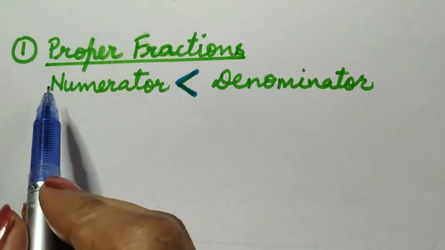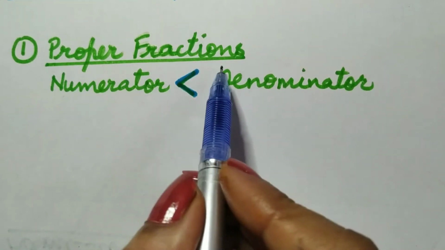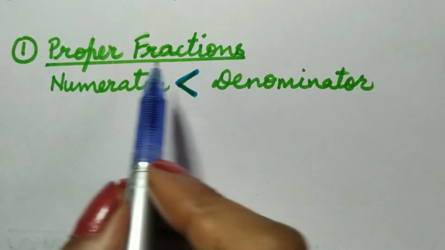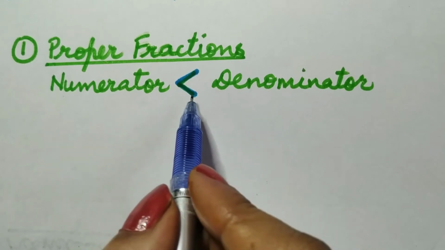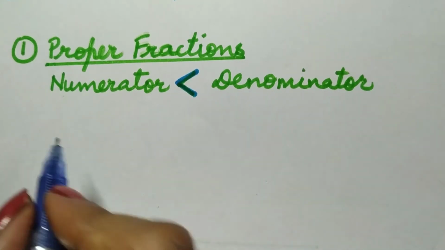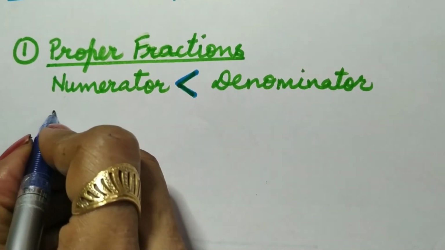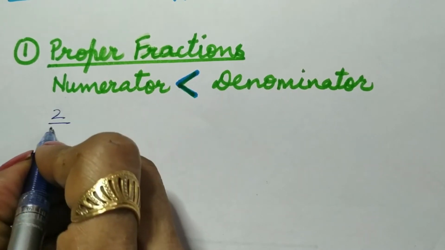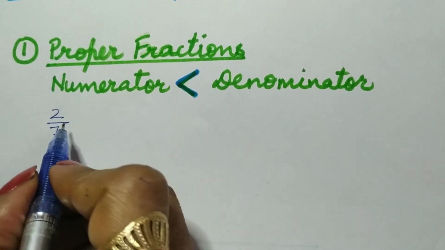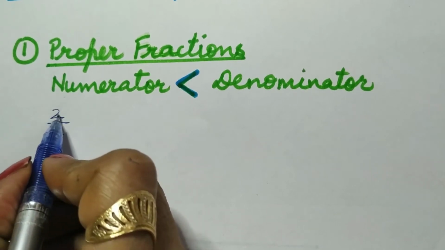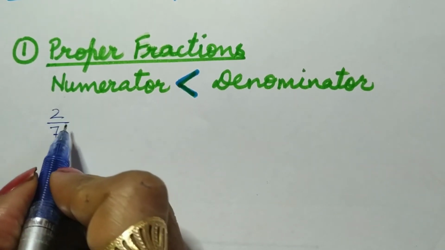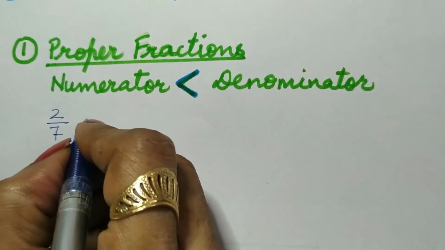The first type of fractions is proper fractions. Proper fractions are those fractions in which the numerator is smaller than the denominator. An example is 2 upon 7. In this, 2 is smaller than 7. 2 is the numerator and 7 is the denominator. So it is a proper fraction.